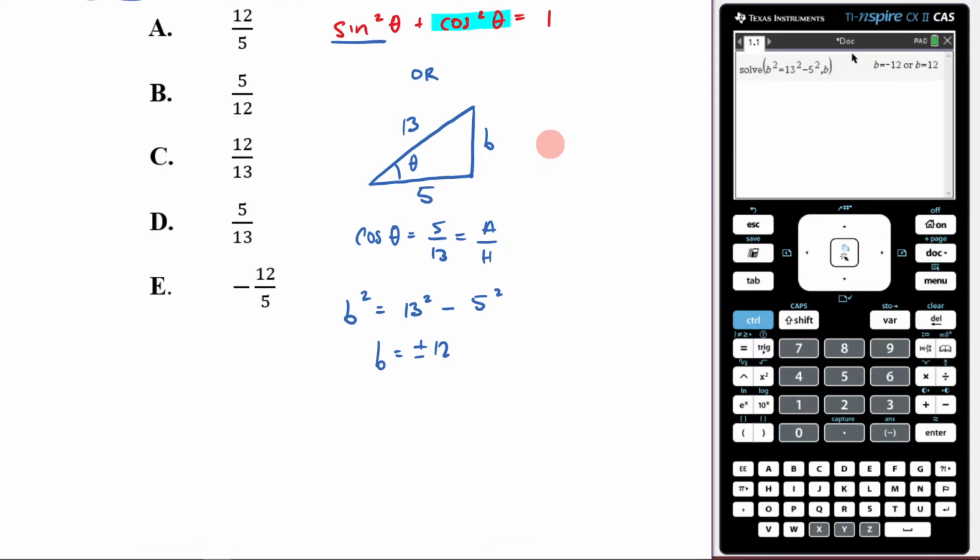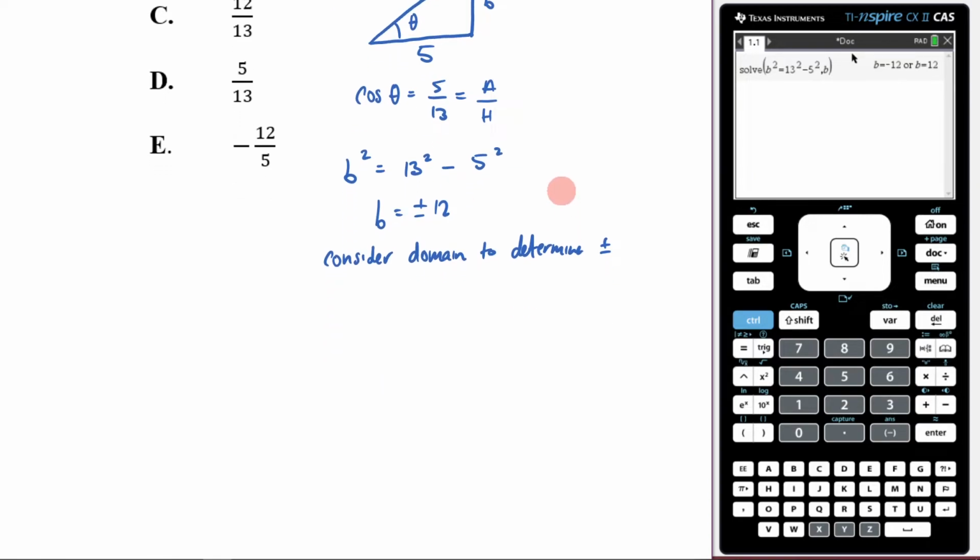So consider the domain. So I'm going to write that in. Consider domain. That's not how you spell domain. Domain doesn't have a T. To determine positive or negative. My domain is from 0 to pi on 2.